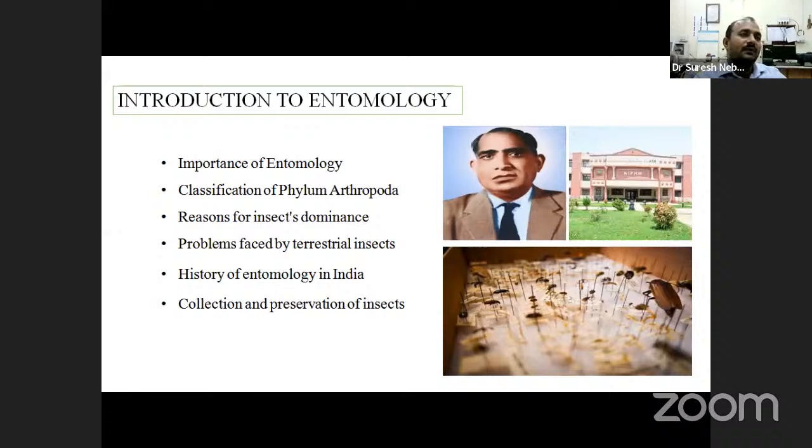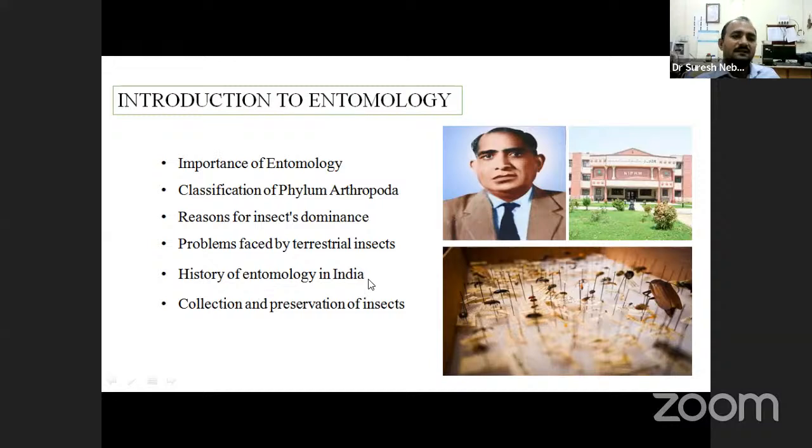More information is there in the Entomology at a Glance book. In that book they have given nicely the history and the classification of phylum Arthropoda with its origin. Where the insects originated, that period, and all these details are there in Entomology at a Glance. Then reasons for insect dominance. These aspects might have been covered in your syllabus also, so not much is there to say about this.